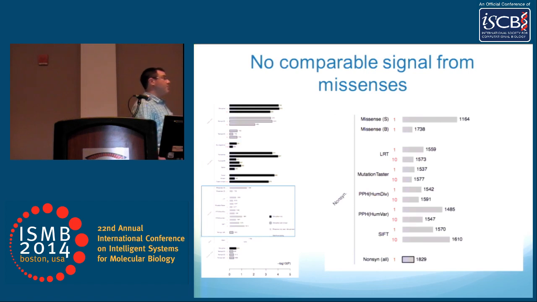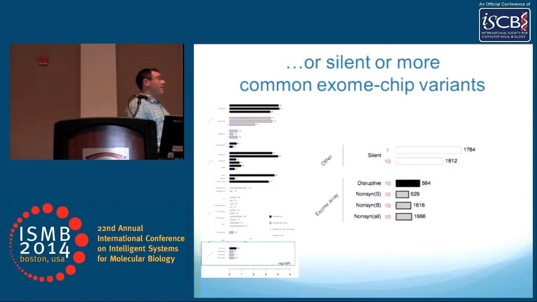What we don't see is any burden in the missense variants. It doesn't mean it's not there, but in terms of the power that we currently have, we really don't see any signal in the missense variants, even when we've stratified by different predictions of what these missense variants and their impact might be. We don't see any burden in cases versus controls in silent variants, or even more common but still rare variants. So really it's telling us that we need to focus on the singleton nonsense variants to see a burden.